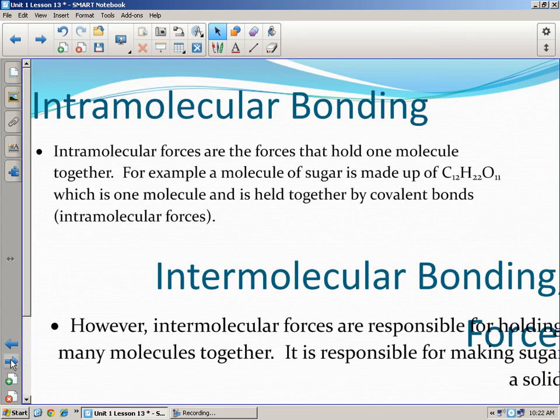Intramolecular bonding, don't forget, is what holds one molecule together. So for example, it's what makes one molecule of sugar. That's what holds that together. It's basically covalent bonding. Okay, intramolecular bonding.